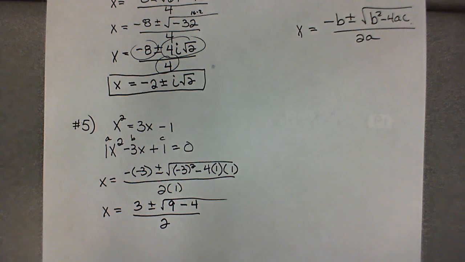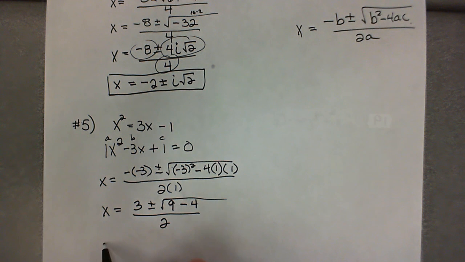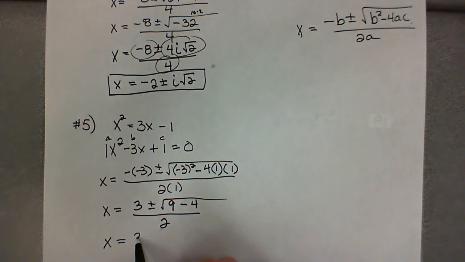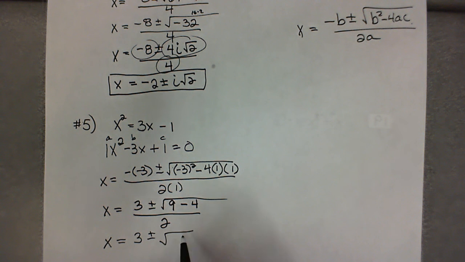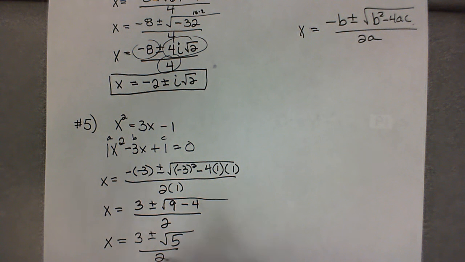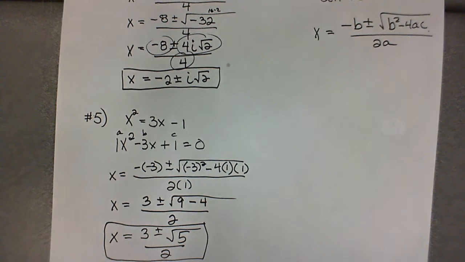Okay, and now we just simplify the square root. This is 3 plus or minus the square root. 9 minus 4 is 5 over 2. Doesn't look like there's a common factor, so there is our final answer.